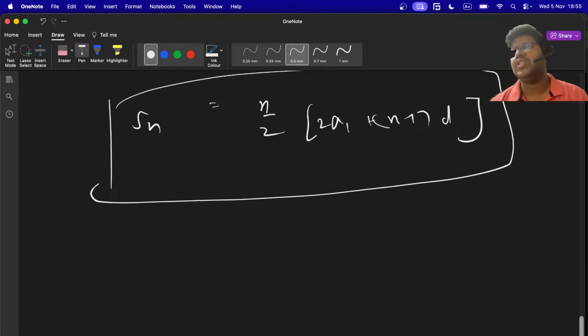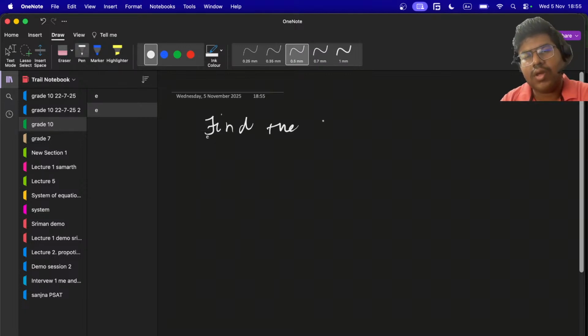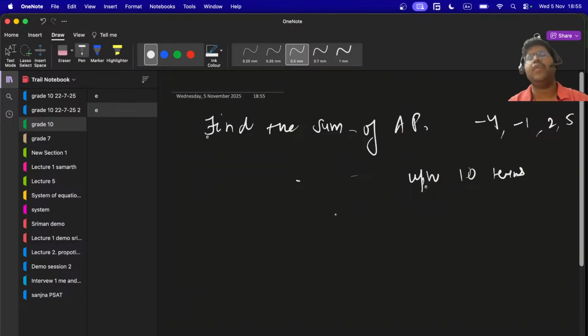Now let us see some examples. Let us see the example: we need to find the sum of the AP which is negative 4, negative 1, 2, 5, up to 10 terms. Up to 10 terms, we need to find the sum, and there is a definite AP given.